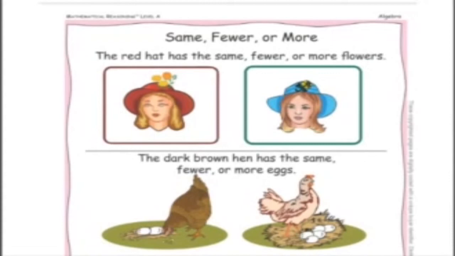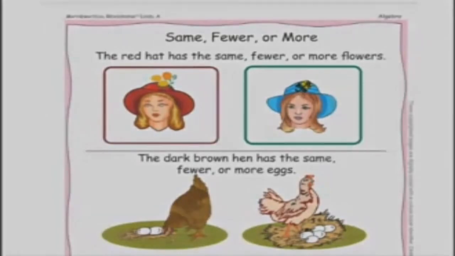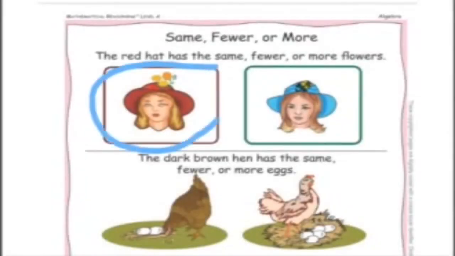So is it more than the flowers on the blue hat, or fewer, or the same? It is more, of course, because 3 flowers is more than 1 flower. So what will I do? I will circle the red hat and write what? More, because it is more than the amount of flowers on the blue hat. So I will write my more, that would be M-O-R-E.